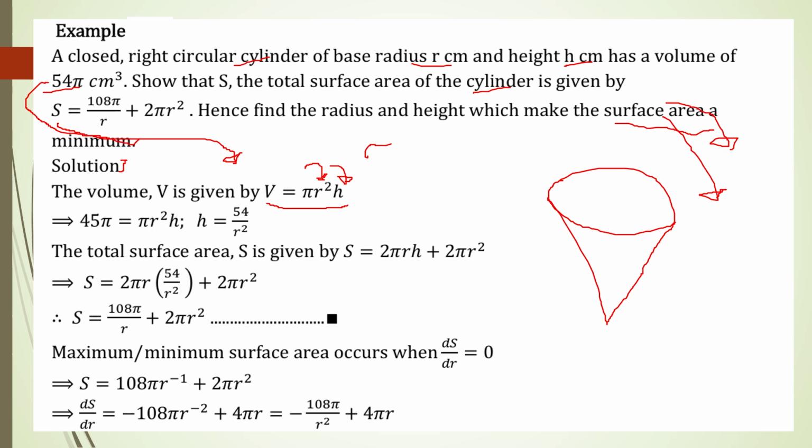So they have already told us that volume is the same as 54. This is not 45. It was supposed to be 54 pi. So we make either h or r the subject. So in this case, I made h the subject. Making h the subject, we got 54 divided by r squared. Now we proceed to show that the total surface area of the cylinder is given by this formula. So if you look at this formula, it only has r without h.